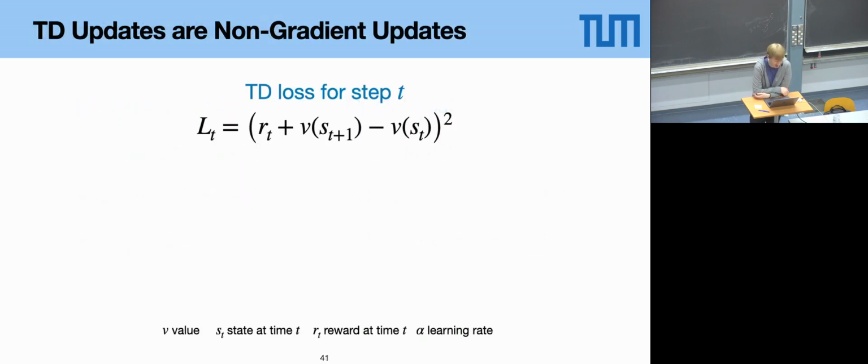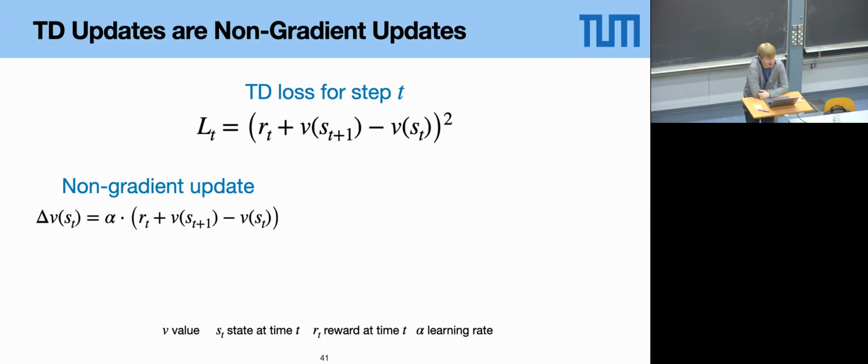And what does such a non-gradient method update look like in practice? So that's good news, you've already seen it earlier. Remember the temporal difference learning loss. The update that we used here was that one, and it's a non-gradient method, or non-gradient update.